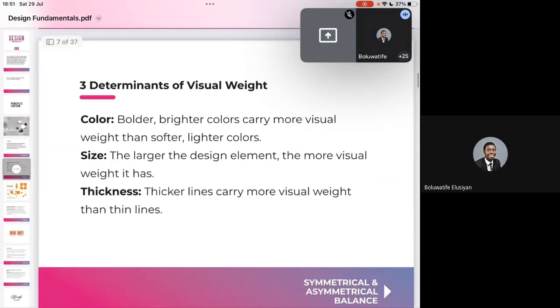Now, we talked about visual weight in the previous slide. What exactly does visual weight mean? Visual weight means the elements on a design that attract attention. When you see a design, what's the first thing that catches your attention? That's the meaning of visual weight. That's the heaviest, in quotes, element on that design. Now, what are the determinants of visual weight? We have color. We can read it: bolder, brighter colors carry more visual weight.